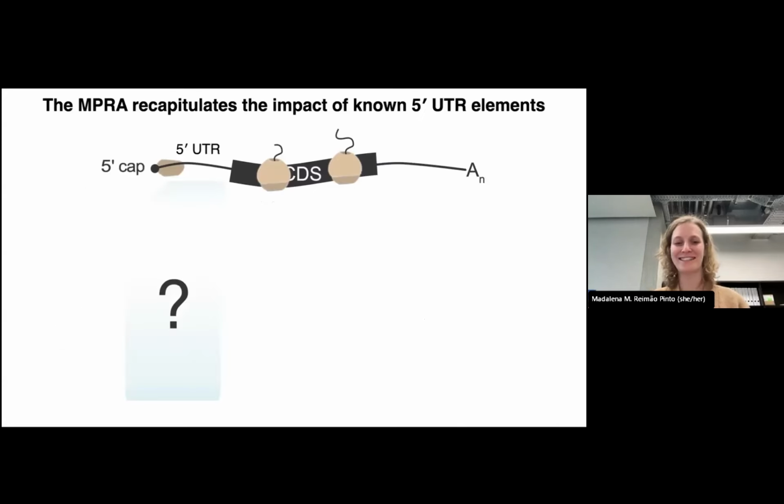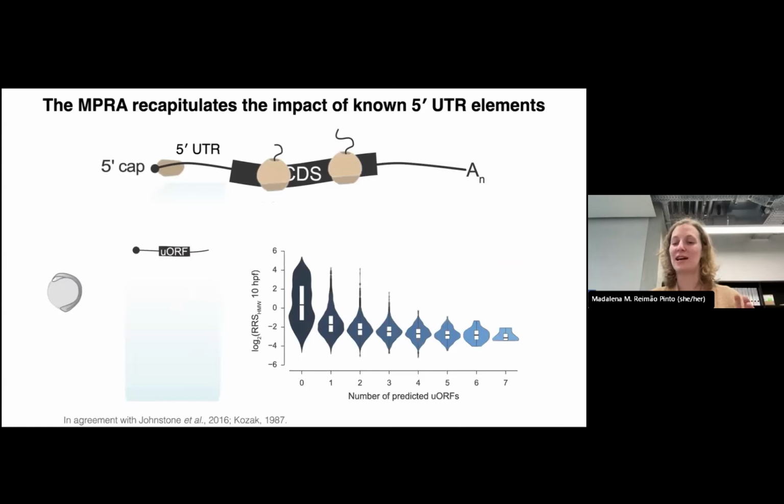So what did we find? We first looked at features that had been shown to regulate initiation, and we focused on the 10 hours post-fertilization time point for this. Here, what I'm showing you is that we recapitulate the generally inhibitory impact of upstream AUGs on downstream translation. These violin plots represent RRS at 10 hours post-fertilization, and you can see that the higher the number of predicted uORFs, the lower recruitment you get.